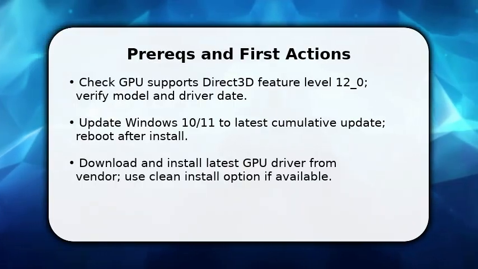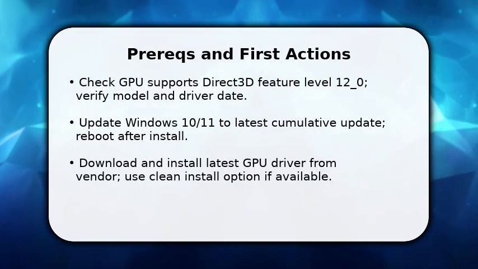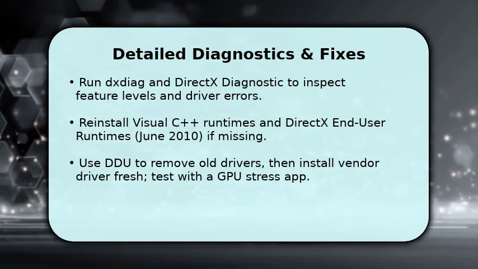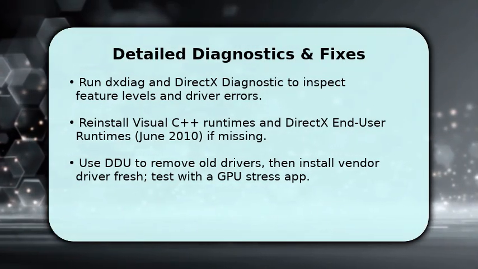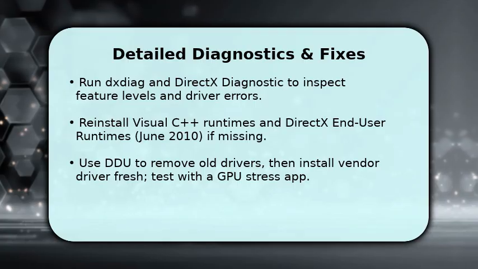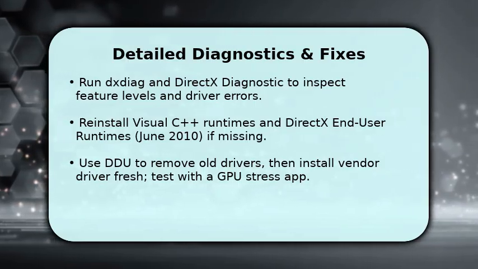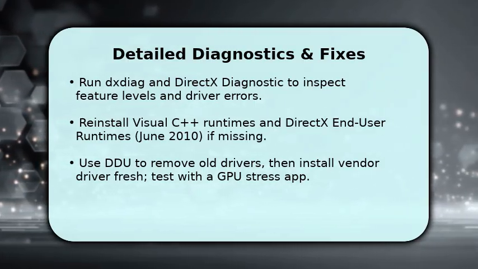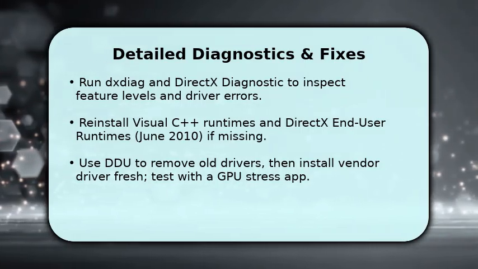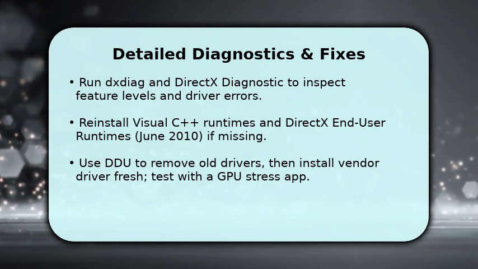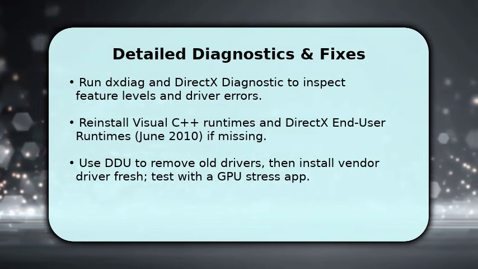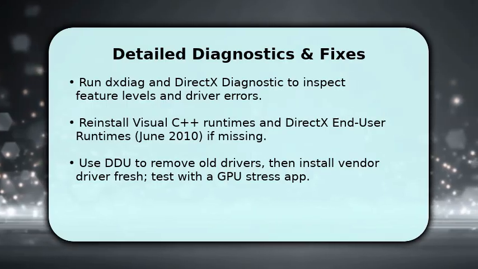Now you diagnose and repair deeper issues that cause the D3D feature level 12.0 error. Run dxdiag and examine the display tab for reported feature levels and driver notes. This tells you whether DirectX sees 12.0. If runtimes or DLLs are missing, reinstall Visual C++ redistributables and the DirectX end-user runtimes. These restore required libraries. If drivers still fail, use Display Driver Uninstaller to fully remove old drivers. Then install the vendor package and test.